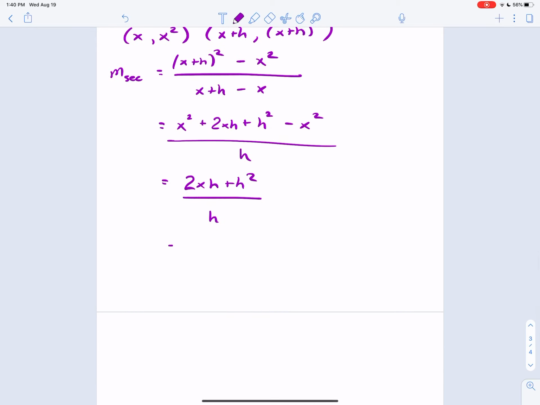I then realized that I can actually divide both of those terms by h, and I'm just going to be left with 2x plus h. And this is the slope of my secant line, anchored anywhere.